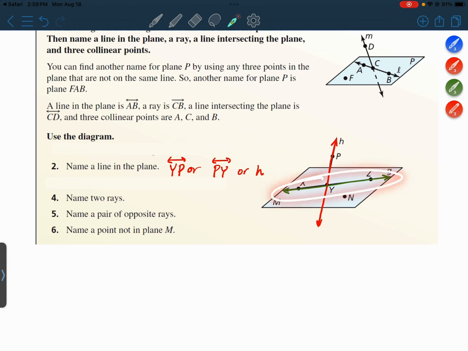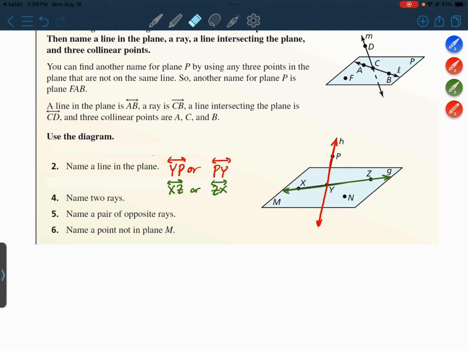Right, for the line in green, we can call that line XZ or ZX, or we can name it using the lowercase letter there, line G. Again, my preference would be that you use the two-letter naming system.